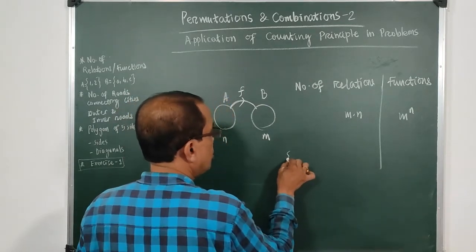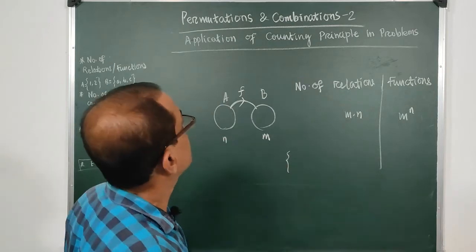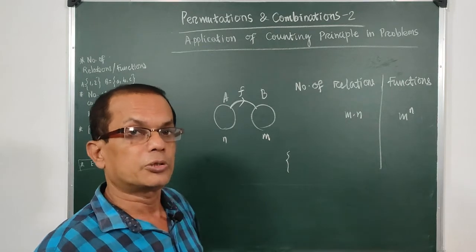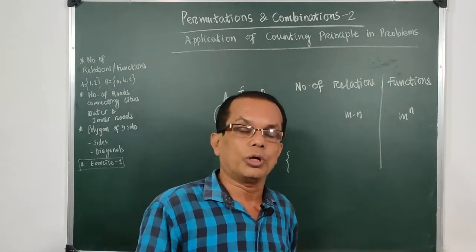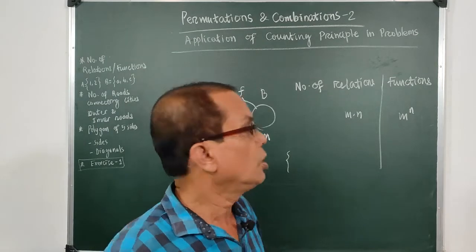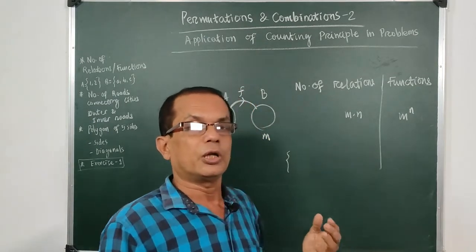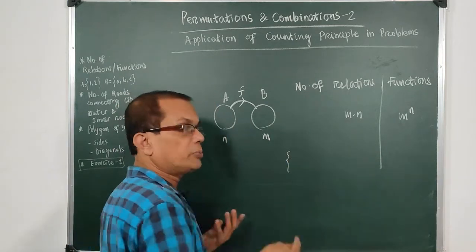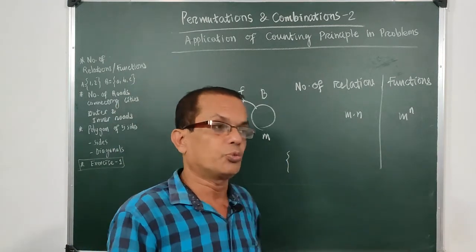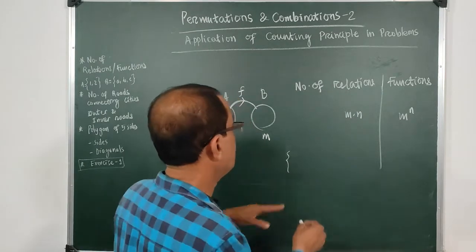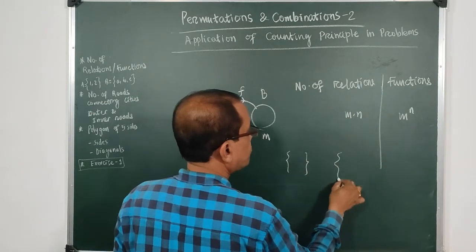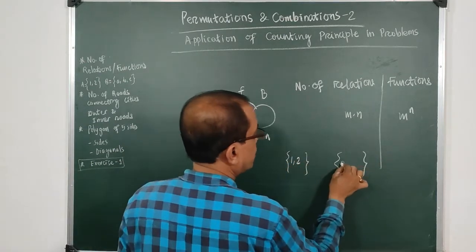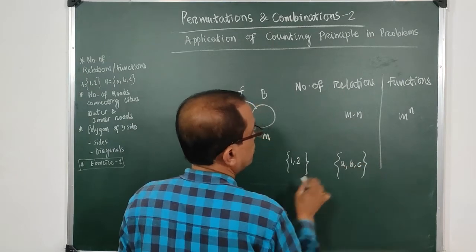That means how counting principle is applied in problems. In the book, you have a problem. In the first two problems, it is mentioned to take the problem from the examples and solve it, where there were two sets. The first set contains two elements 1 and 2, and the second set contains A, B and C.